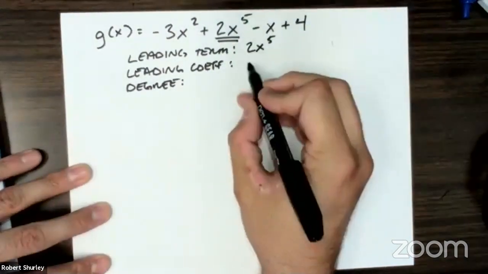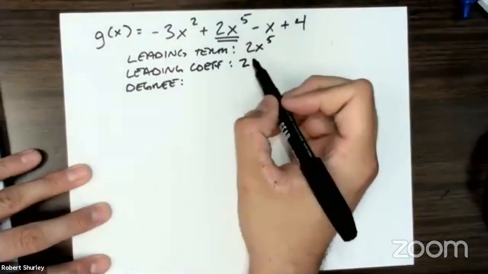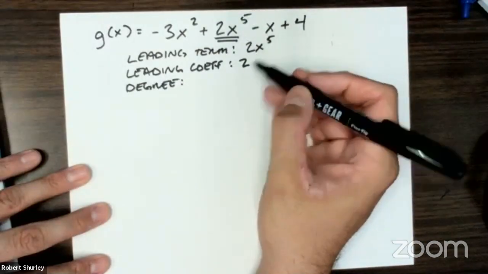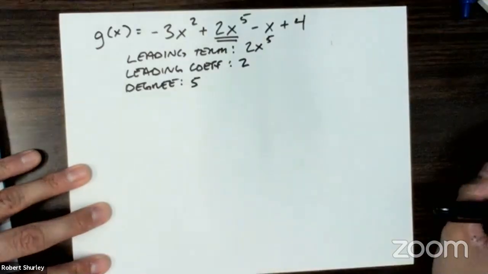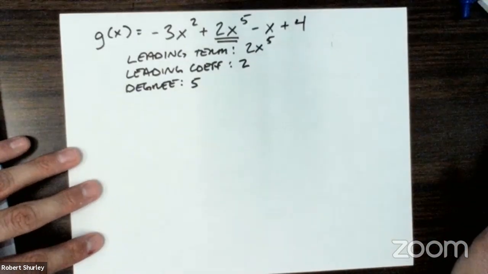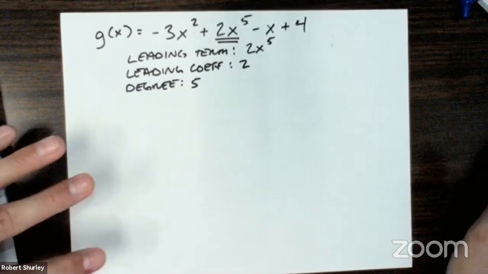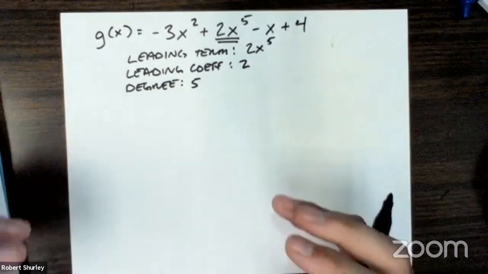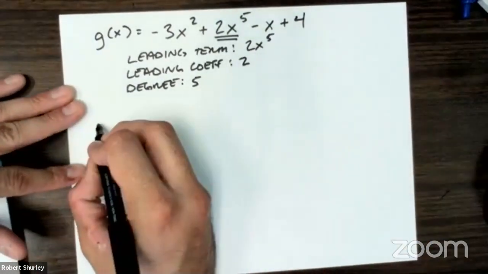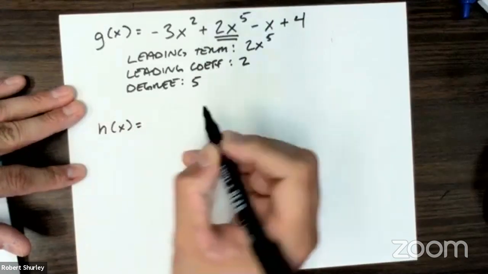That means my leading coefficient is 2, right? So it's the number in front. And my degree is 5, okay? Questions about that? This is more of a descriptive thing, right? Being able to visually see it. So let's look at one that's in factor form.